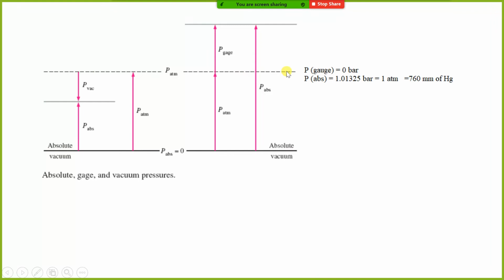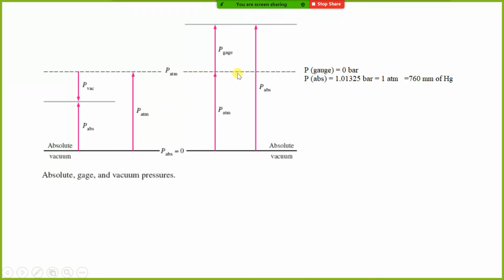Atmospheric pressure in atmosphere unit is 1 atmosphere. Pressure has various units like atmosphere, bar, Pascal, Newton per meter square, mm of Hg, mm of water. If we talk about the atmosphere unit, atmospheric pressure is 1 atmosphere. 1 atmosphere is equal to 1.0325 bar.